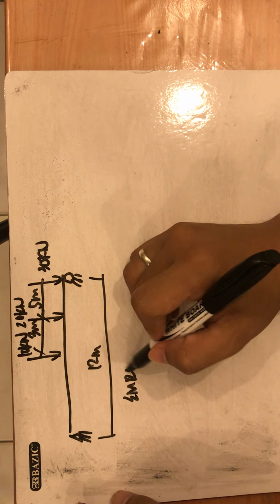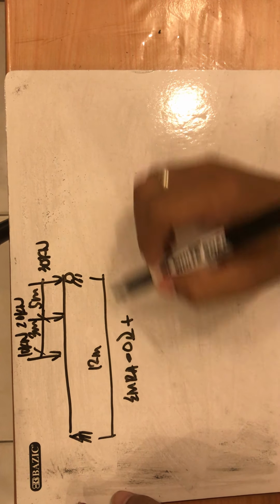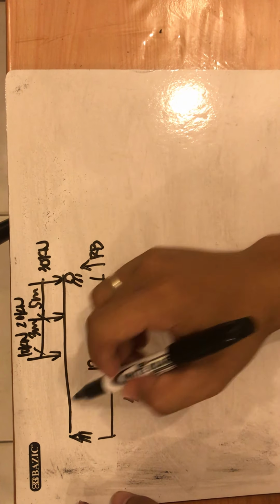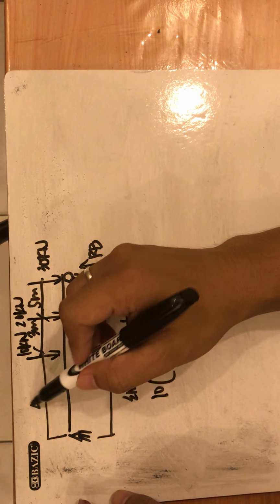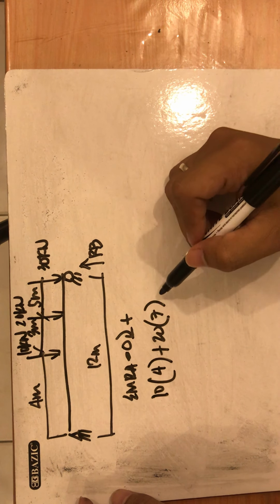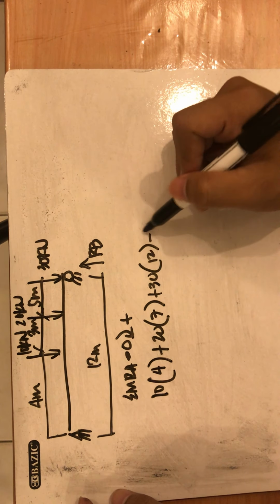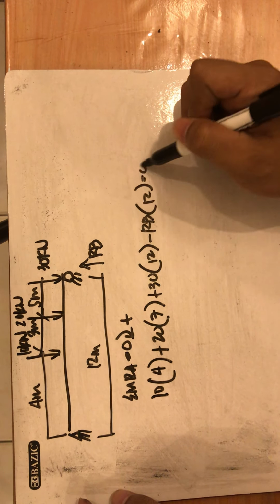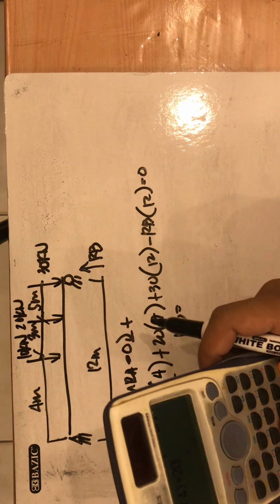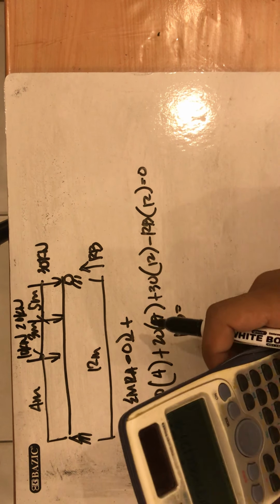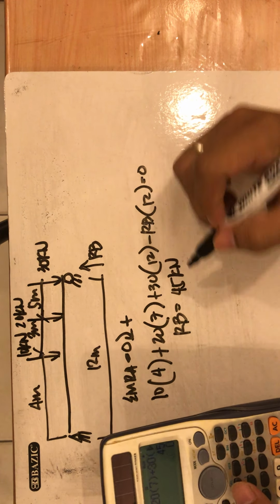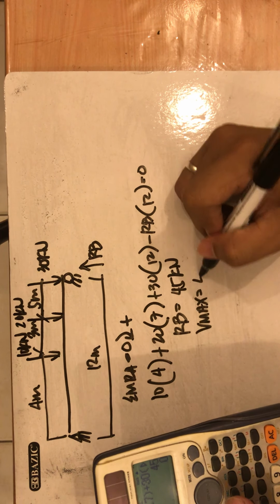So, summation of RA equivalent to 0, clockwise positive. So, RB. So, 10 times, kung 3 meters, 5 meters, total length na ito is 4 meters. So, 10 times 4 plus 20 times 7 plus 30 times 12 minus RB times 12 equivalent to 0. So, ilan yung ating maximum shear? So, maximum shear is 45 kilonewtons. So, Vmax equivalent to 45 kilonewtons.